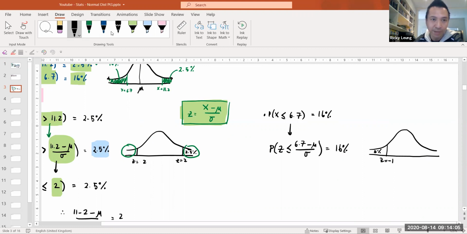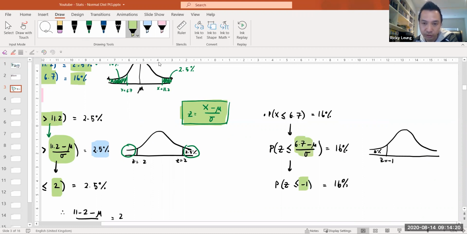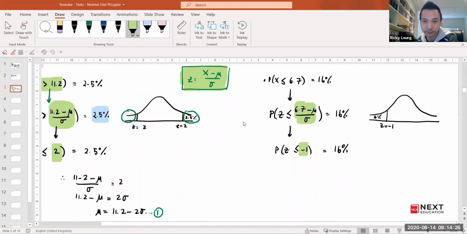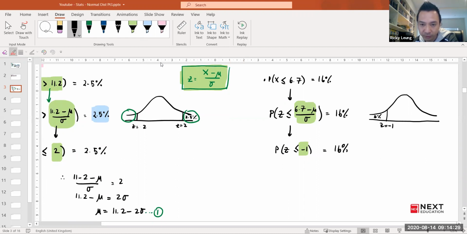It's less than. So basically, I'm going to do exactly the same. I know that this guy is equivalent mathematically to -1, which is 16%. So the 16% basically tells you which Z value it is equal to. So once again, I equate these two to get my second equation to solve simultaneously. Yeah. So once I equate it, let's see what we get. We get 6.7 minus mu over sigma equals -1 times the sigma up. Negative sigma, make mu the subject again to solve simultaneously. And that is our second equation to solve simultaneously.